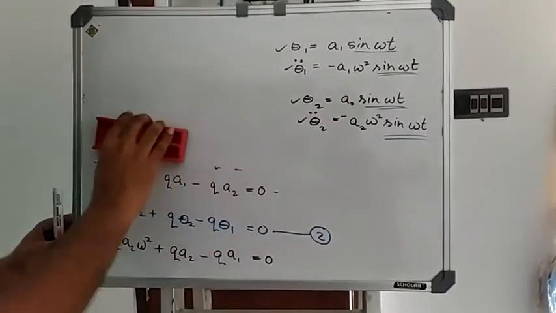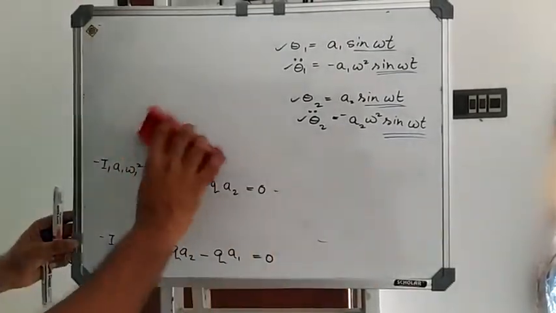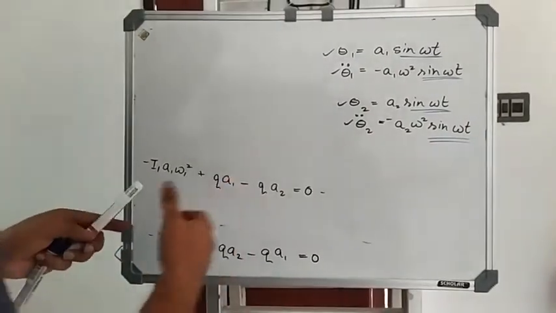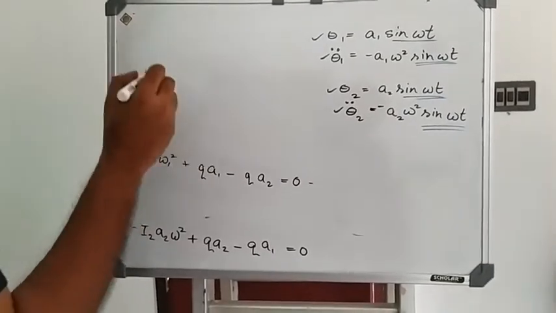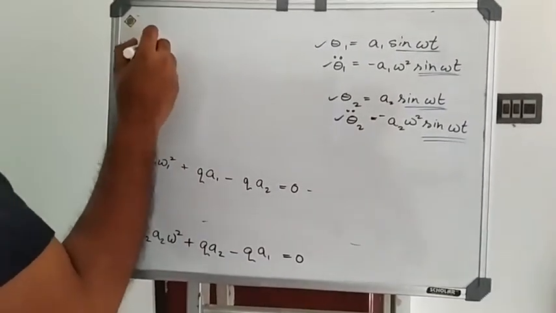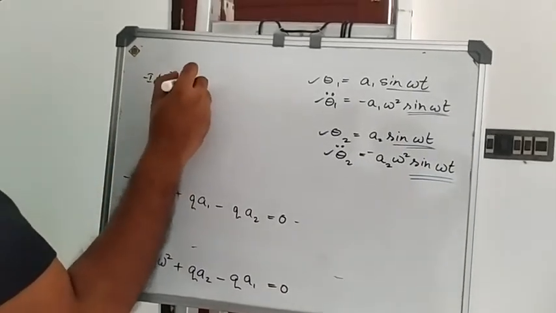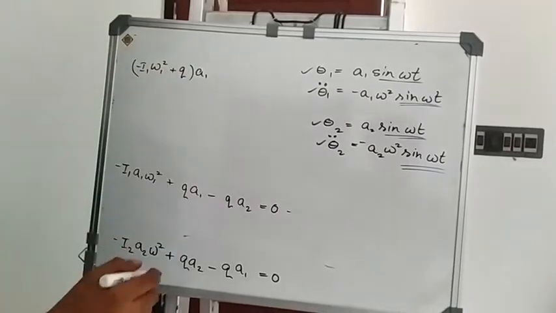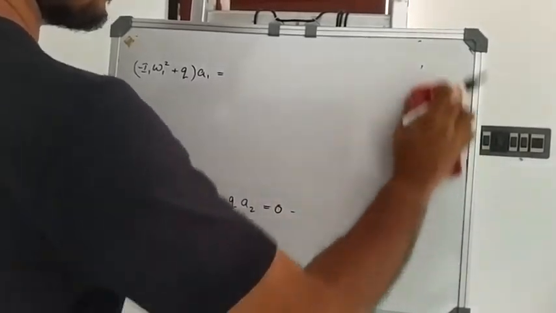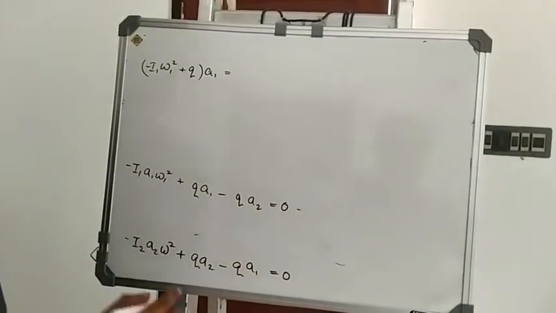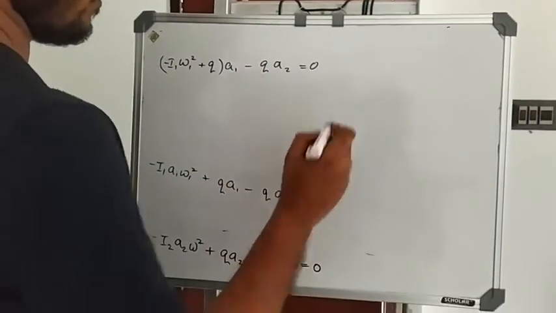Now, let us consider only the newly written equations. Let us slightly rewrite this equation in terms of A1 and A2. Taking A1 common from this one, what we will obtain? We have I1 minus I1 omega 1 square plus q, multiplied by A1, minus q A2 equal to 0. Let it be equation number 3.